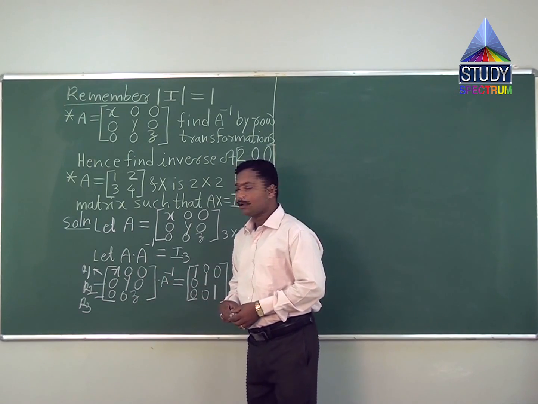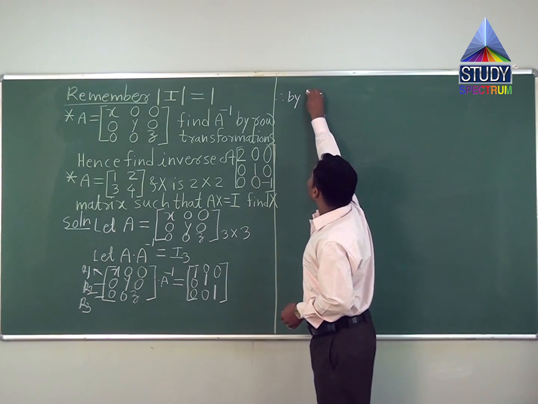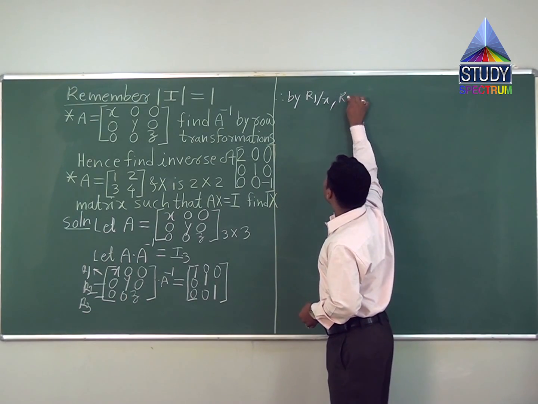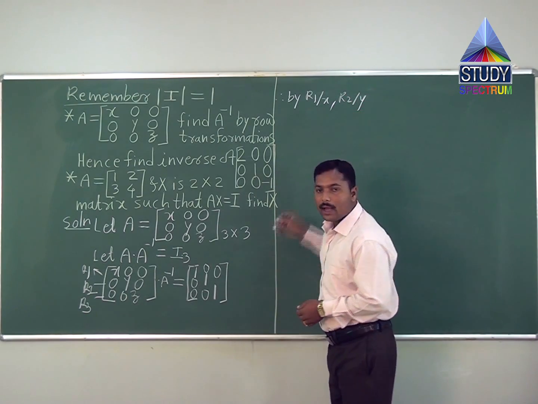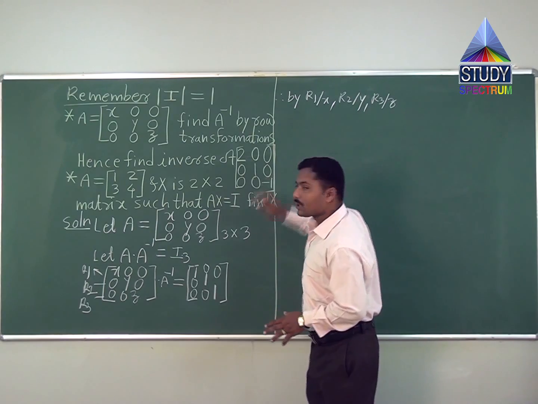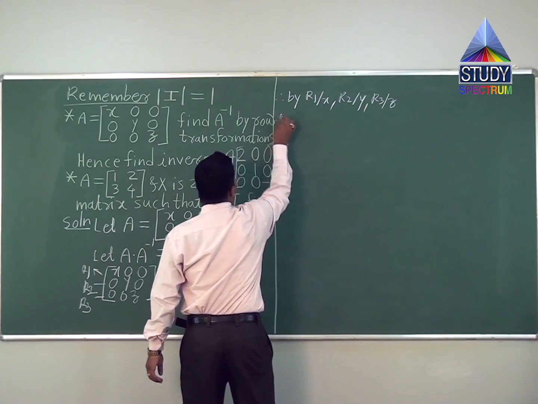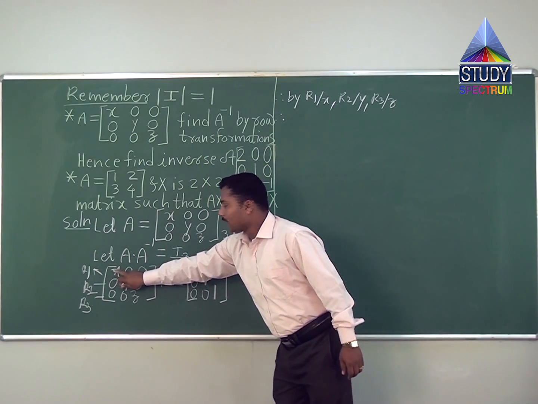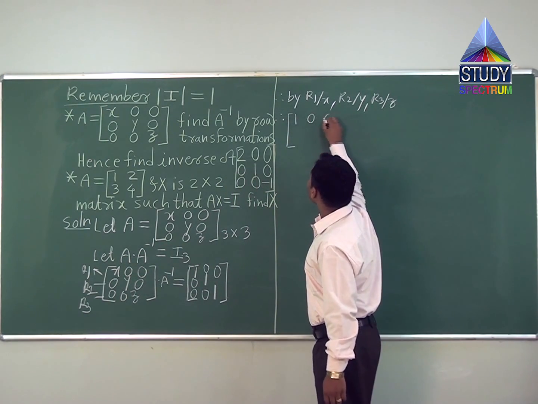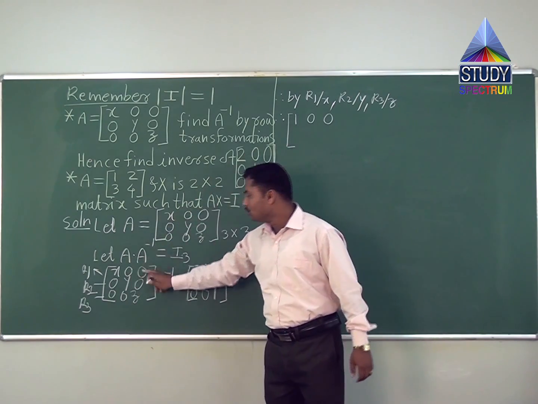We get identity matrix. And therefore, R1 divided by X, first row divided by X, second row divided by Y, and third row divided by Z. Similarly, these operations operate on this right hand side matrix. So, therefore, X upon X means 1. So first row is 1 0 0, because 0 upon x is 0, 0 upon again x is 0.